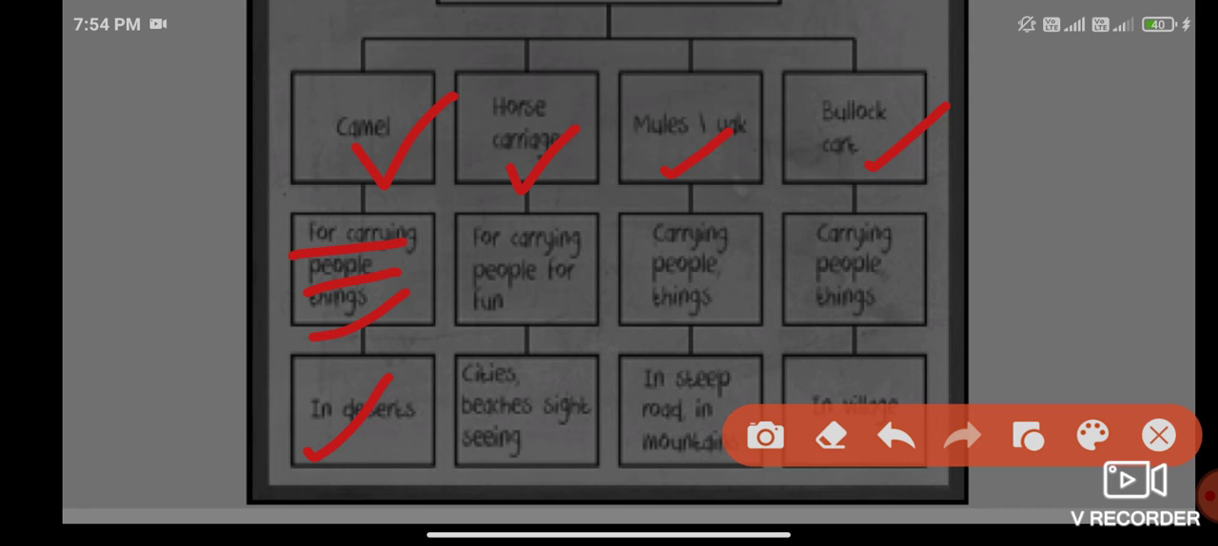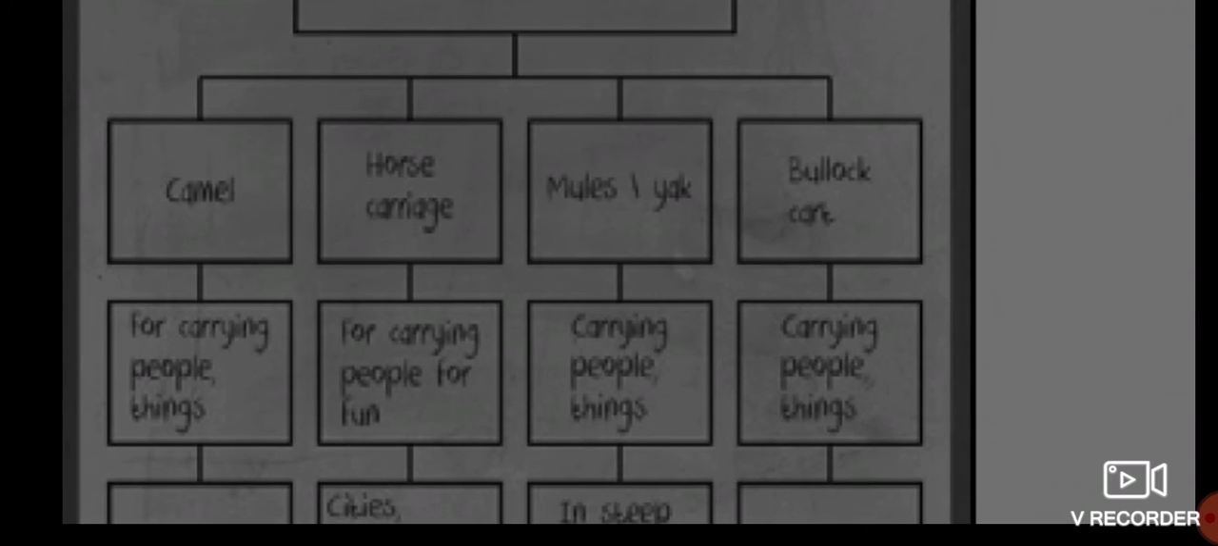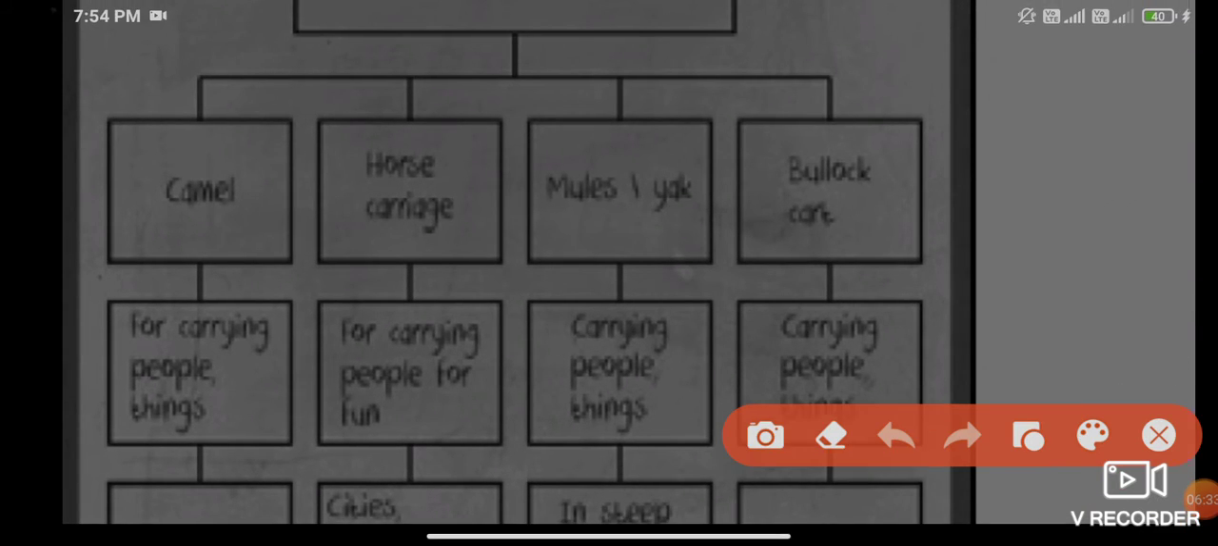Horse carriage is for carrying people for fun. For that reason they use horse carriage, and it is used in cities, beaches, sightseeing. Mule and yak are used for carrying people and things as well. They are used on steep roads in the mountains. So in mountains people use yak.